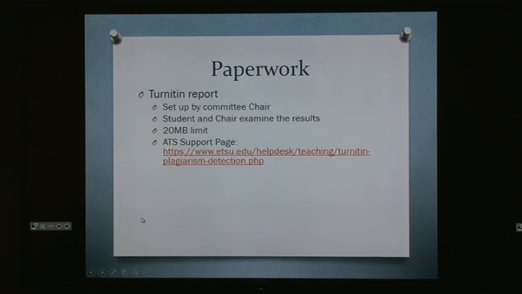All right, on to paperwork. The Turnitin report is set up by your committee chair. It could also be somebody else on your committee, but it needs to be a faculty member. Our license for Turnitin is only for faculty. It's not accessible by students directly. So in order to run this report, you've got to go through a faculty member, typically your chair, sometimes a committee member. So student and chair need to examine the results, not just student, at least your chair.